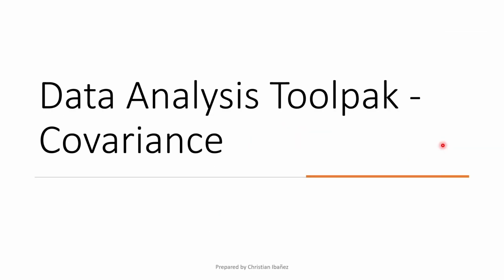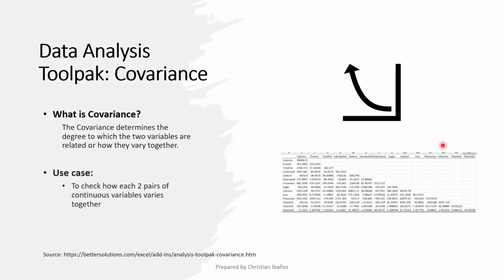So now we are on our second tool under data analysis toolpak, and we are now on the covariance tool. Before we jump into the actual implementation, let's first define what covariance is. Covariance determines the degree to which two variables are related, or how they vary together.